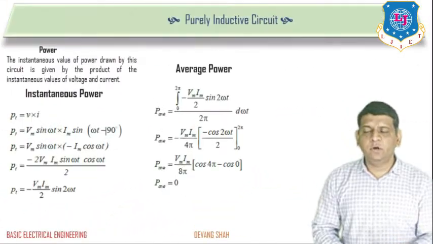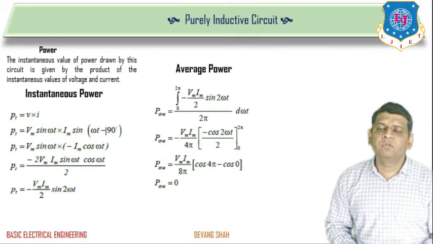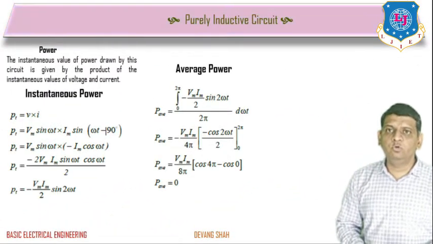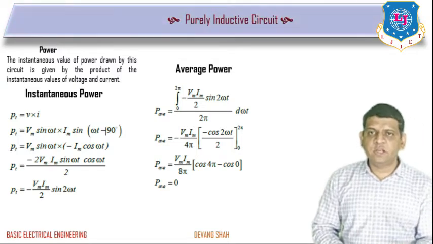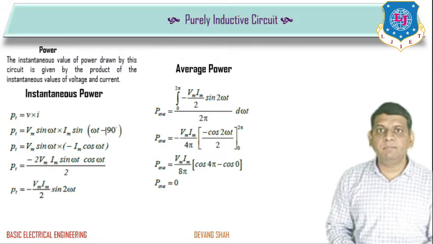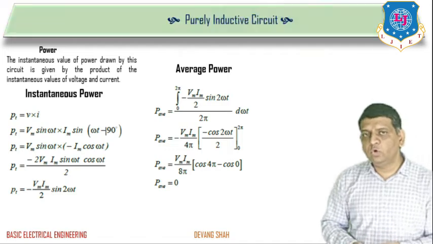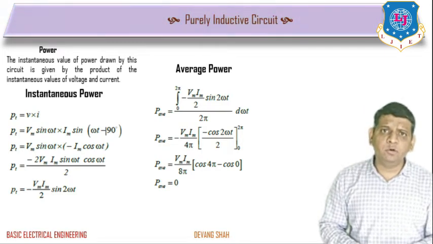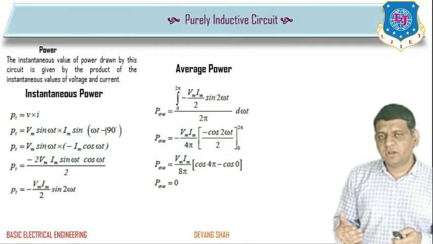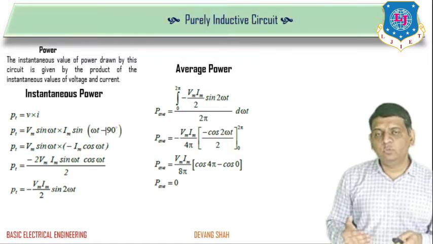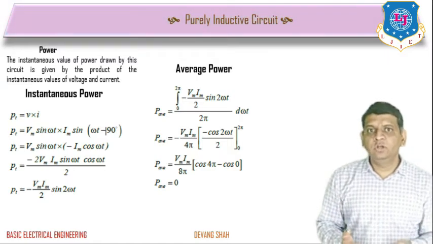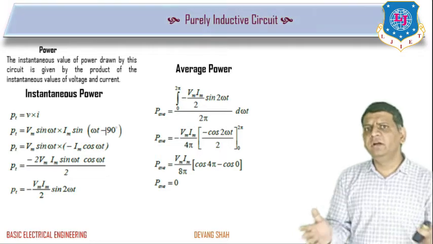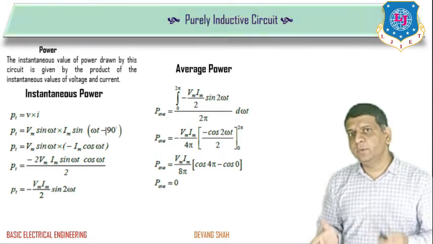Now our point number 3 is the power calculation. P is equal to V into I, where Vm sin omega t into Im sin (omega t minus 90). Now you convert into cos term, and you can find the instantaneous power. P is equal to minus Vm Im into sin 2 omega t. Now this is only one term. This is not the case as in the purely resistive circuit.